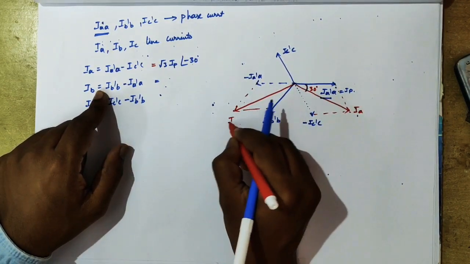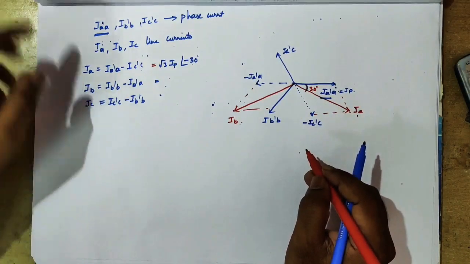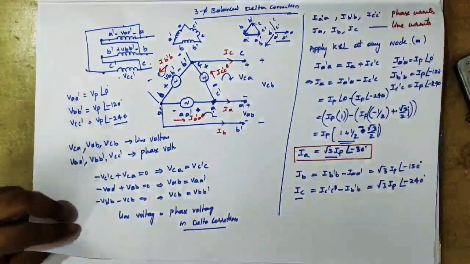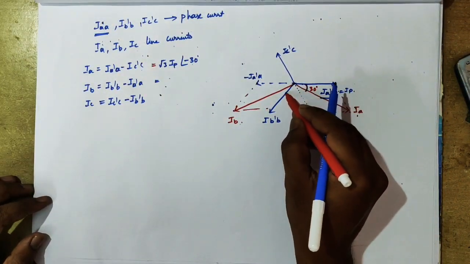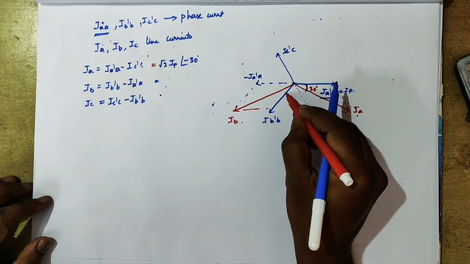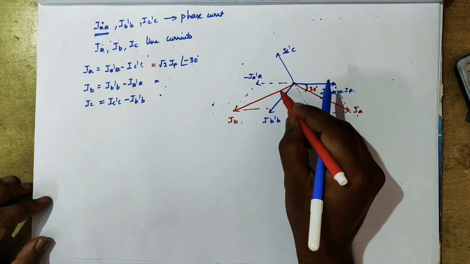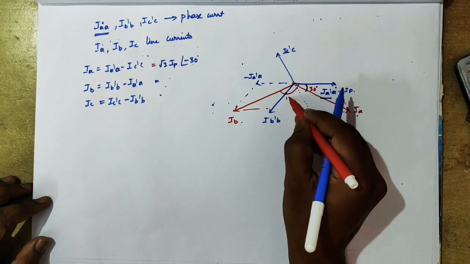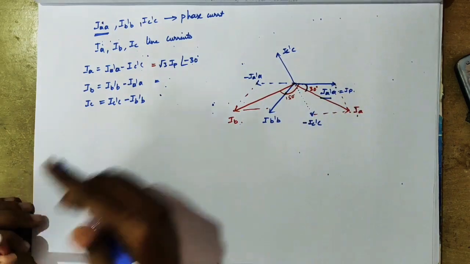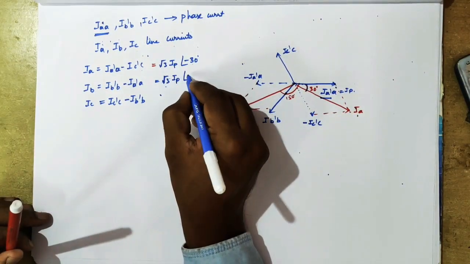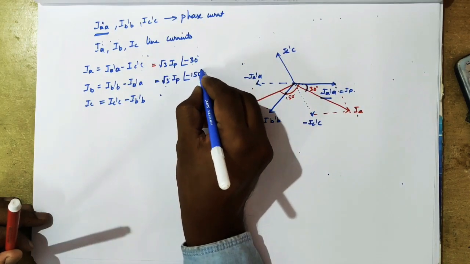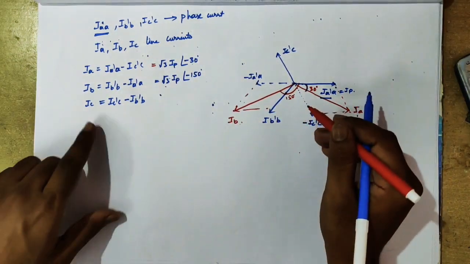Okay, the IB, what is that IB? How many degrees of phase shift? Minus 150 degrees. From here to here it is 120 degrees, and again from here to here is 30 degrees. Total is 150 degrees. Agree with me? Therefore IB is root 3 times I phase at minus 150 degrees. Now again I need IC.